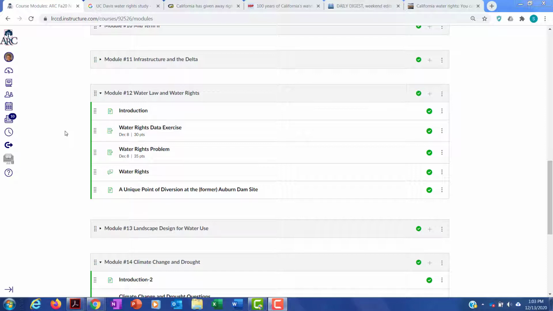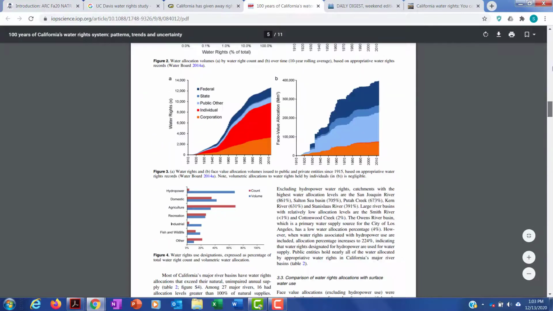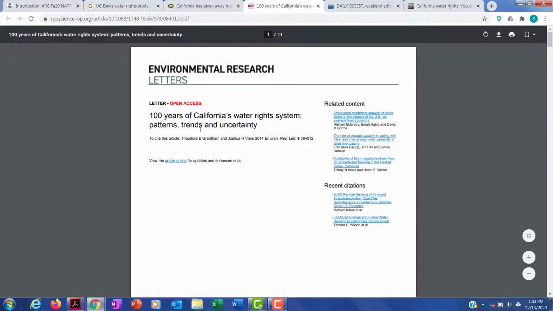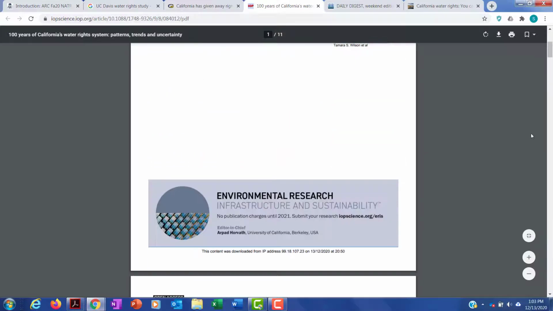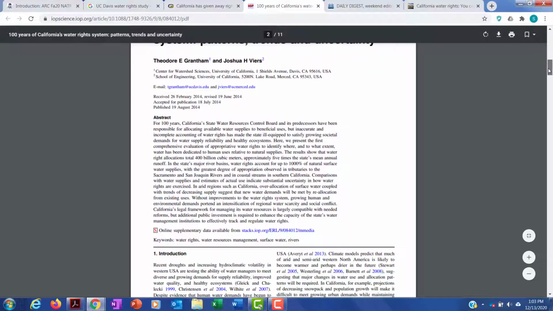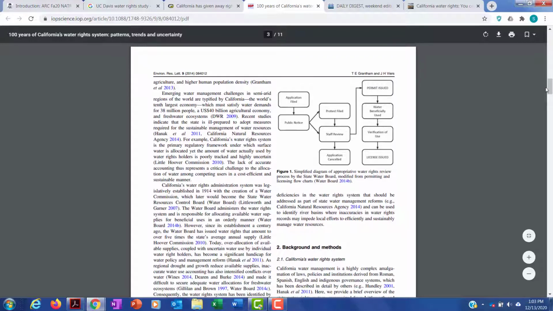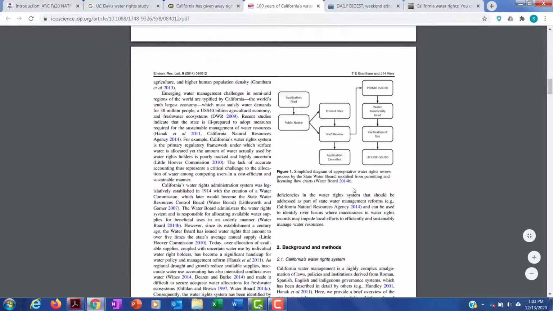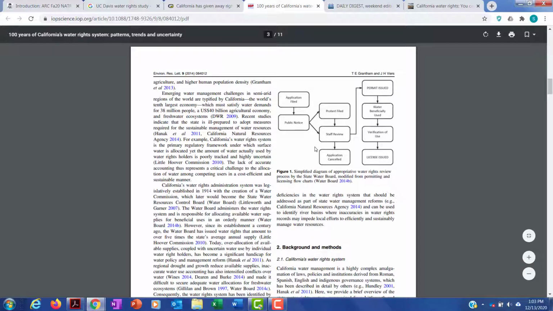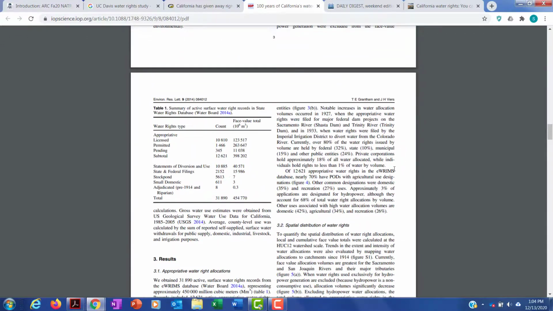And so I uploaded an article in the introduction for the water rights module that you might be interested in. It's a study done by UC Davis in 2014 called 100 Years of Water Rights Allocation in California. And in there, they explain the process of how water rights are allocated and what's happened, and some glitches or flaws in the system that allow for this outcome where we have more water rights allocated than are present. They talk about how it works and all that. It's a very good article, and the State Water Board recognizes this.